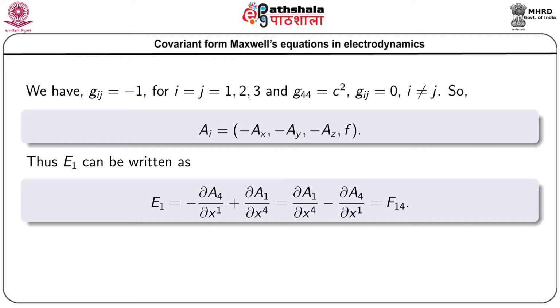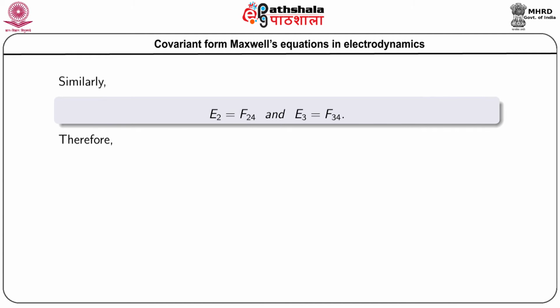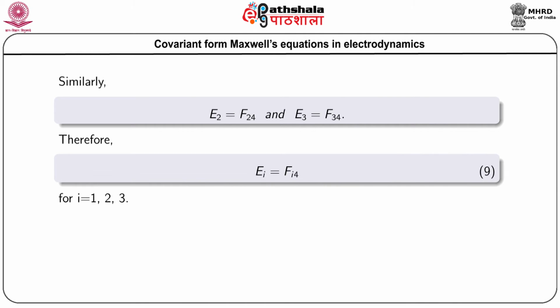So E_1 can be written in this form: minus del A_4 by del x_1 plus del A_1 by del x_4. That means we can write it in this form, F_14. Similarly, E_2 can be expressed as F_24 and E_3 as F_34. So in general we can write that E_i can be expressed in terms of F_i4, where i is 1 to 3.